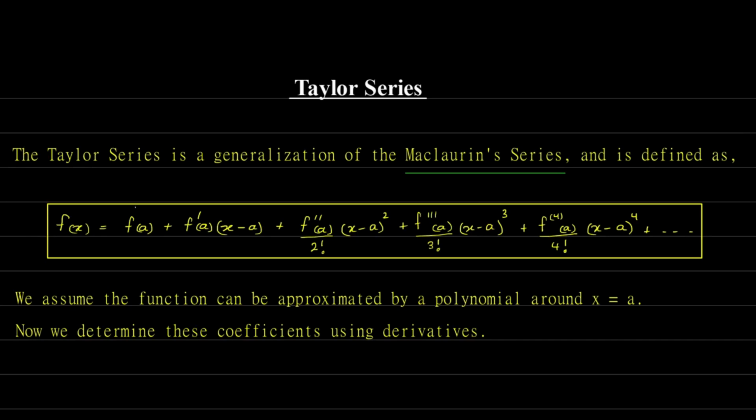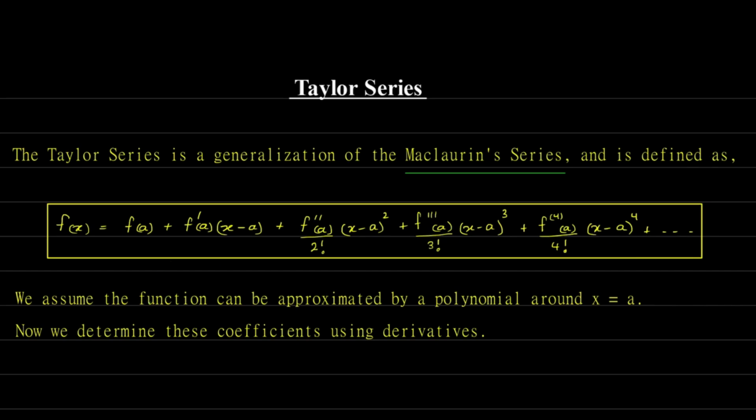The Taylor series is defined as f(x), which is some function that you want to approximate, is equal to f(a) plus f'(a)(x minus a) plus f''(a) divided by 2 factorial (x minus a) squared plus f'''(a) divided by 3 factorial (x minus a) cubed plus f⁗(a), the fourth derivative, divided by 4 factorial (x minus a) to the power 4, and this keeps on going endlessly. And the more terms that you have in your expansion, the more accurately you represent the original function.